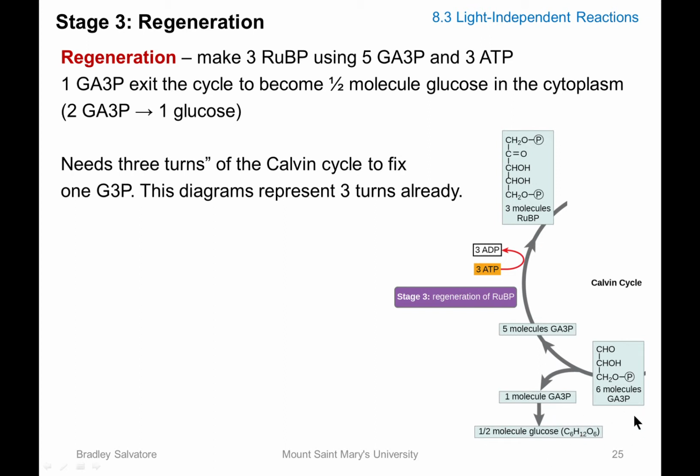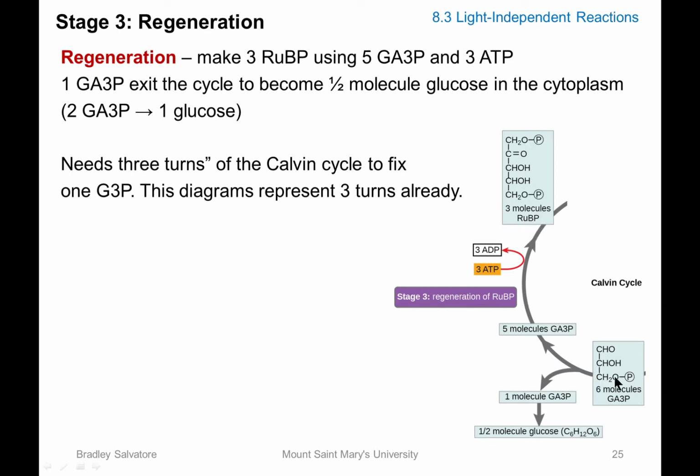So in the exam, you should be able to look at this pathway and realize that you need 2 molecules of G3P in order to form 1 molecule of glucose, because glucose is a 6 carbon molecule, while G3P is a 3 carbon molecule. The rest of the G3P, which is 5 molecules, will stay within the Calvin cycle and go through stage 3, which is where you regenerate RuBP, which is what you started with.